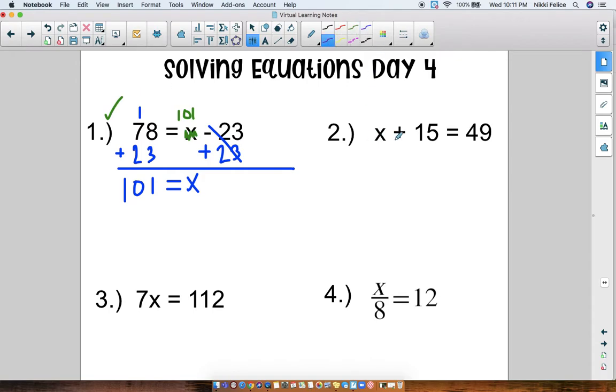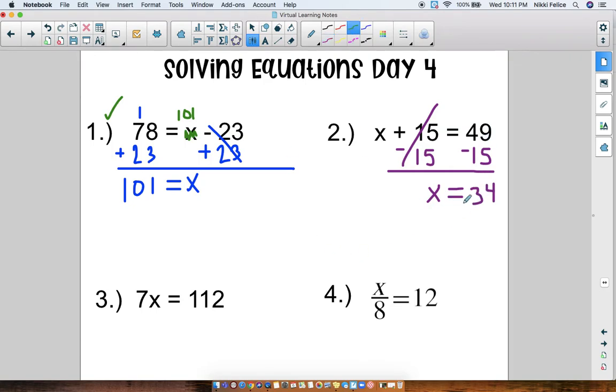All right, number 2. x plus 15 equals 49. This is addition. So what's the inverse that we are going to do? We are going to subtract 15 from both sides. Why? Because now positive 15 and negative 15 cancel out, that goes away. I bring down my x over here. I bring down my equal sign. And now I subtract. 9 minus 5 is 4. 4 minus 1 is 3. My answer is x equals 34.